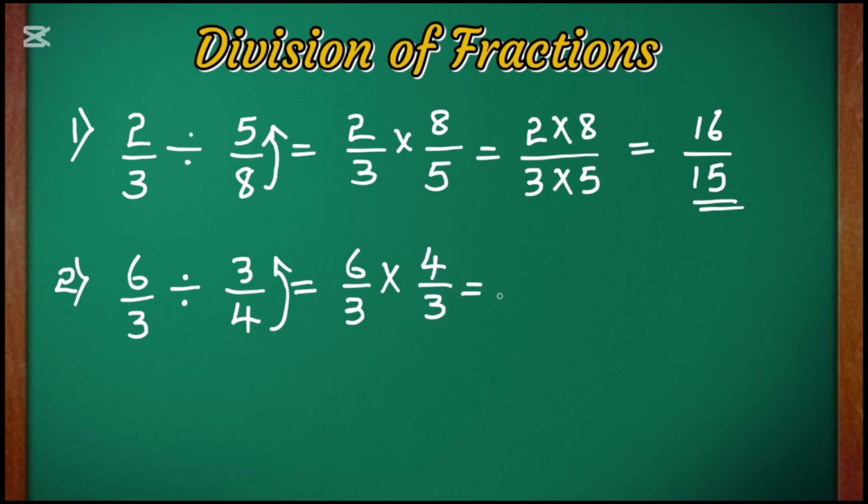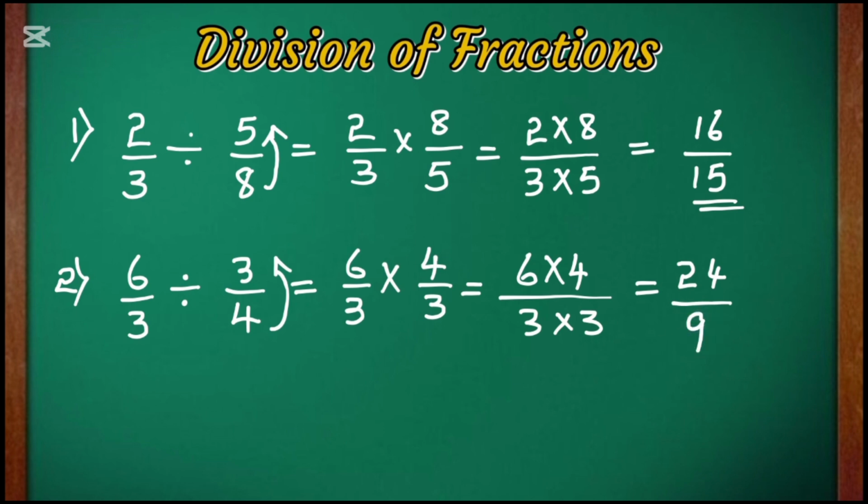Now we just have to do the multiplication of fractions. Multiply the numerators, that is 6 into 4, and multiply the denominators, that is 3 into 3. After multiplying the numerators, 6 4s are 24, that we will write in the numerator. Multiplying the denominators, 3 3s are 9, we will write that in the denominator. Now we got 24 by 9.